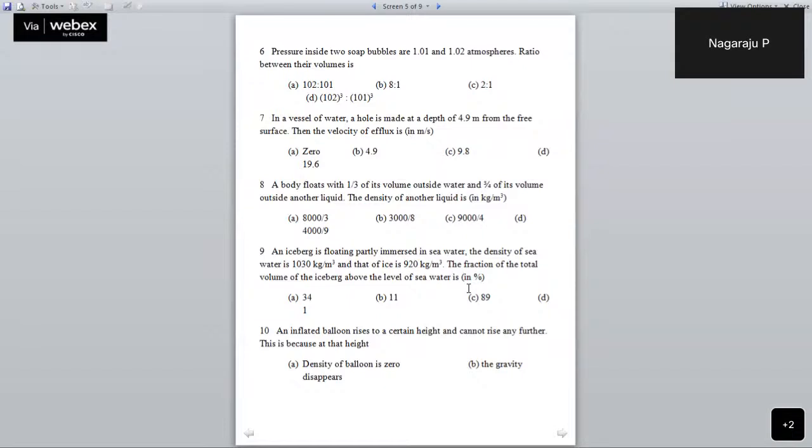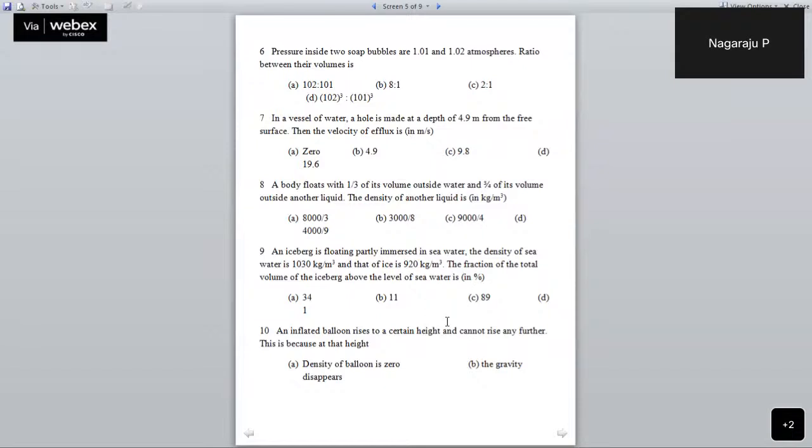Weight of water displaced, you can write it as capital V minus small v into density rho, that is 1030 g, equals V, that is the weight of the iceberg, V into 920 g. And simplify that, and on simplification, you will get it as 11%. And thus, we go to question number 10.